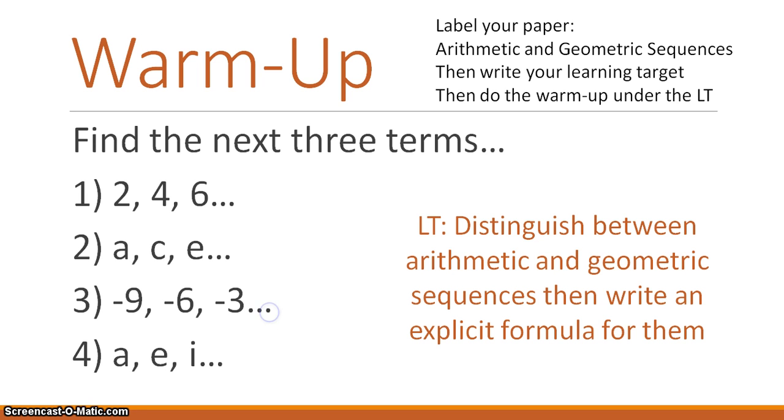Okay, number 4, I have A, E, and I. It's really tempting to say O and U, sometimes Y, the whole vocab thing, but no, I need to think what is going on between A and E. What's going on between E and I? Well, between A and E, I have B, C, and D. Between E and I, I have F, G, and H. So I'm skipping 3 letters. So my sequence would look like M, Q, and U, because I'm skipping 3 letters between each term.